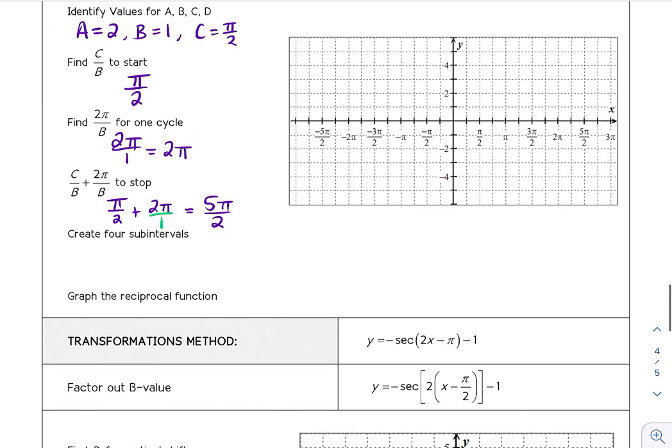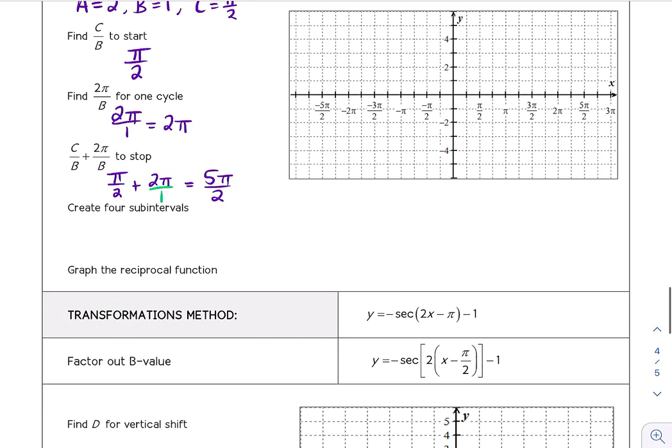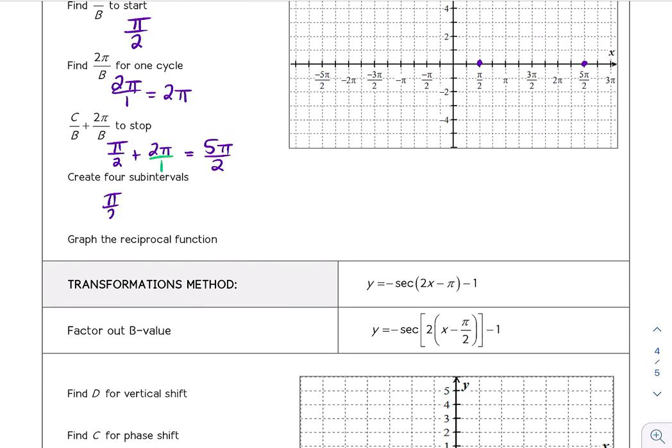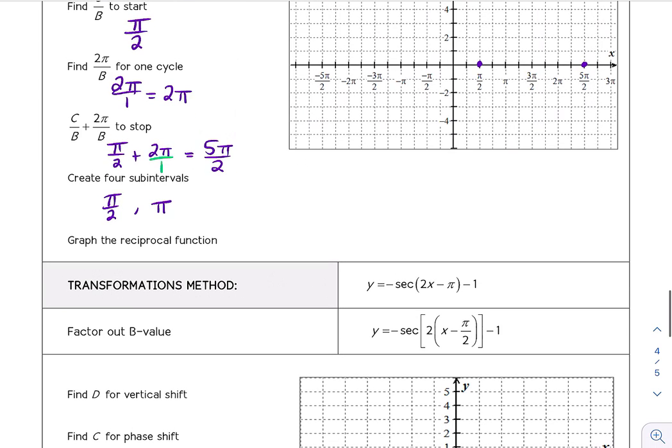So then that means that 5 pi over 2, normally we'd stop at 2 pi, but this time we're going to stop at 5 pi over 2. So that means we'll start at pi over 2, we'll end at 5 pi over 2, and then we want to make sure that we have even subintervals in this. We're still going up by pi over 2, so that means we'll start at pi over 2, the next key point will be at pi, the next key point will be at 3 pi over 2, then a key point again at 2 pi, and then lastly stop at 5 pi over 2.